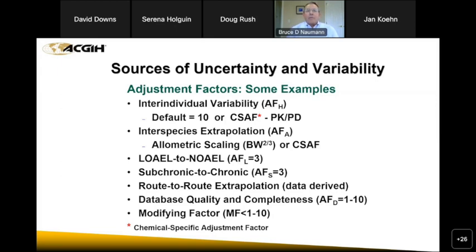Even with the animal extrapolation, they've moved away from straight numbers to considering allometric scaling, which is really the volume to surface area ratio. Or if we have chemical specific data, we'll use that. The LOEL to NOEL, if you only have a LOEL, and these are just examples, you can think of perhaps a factor of 3. I think EPA was doing that.